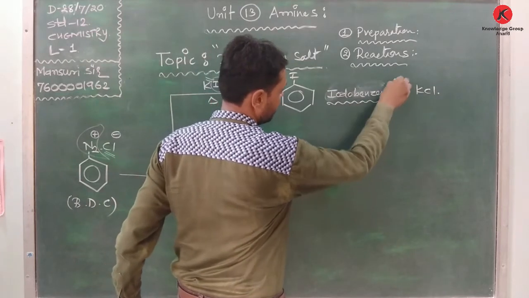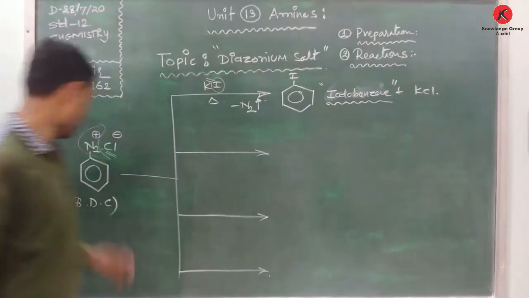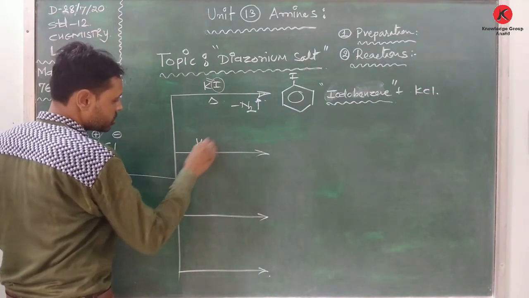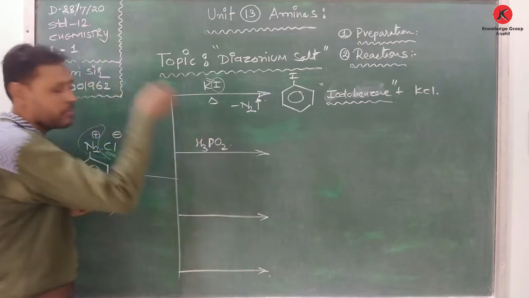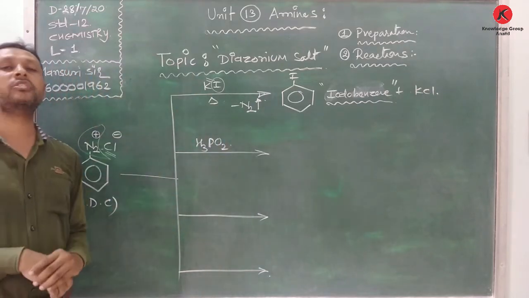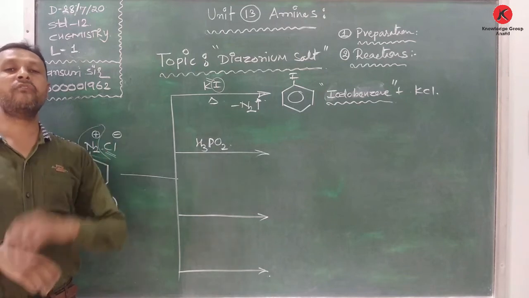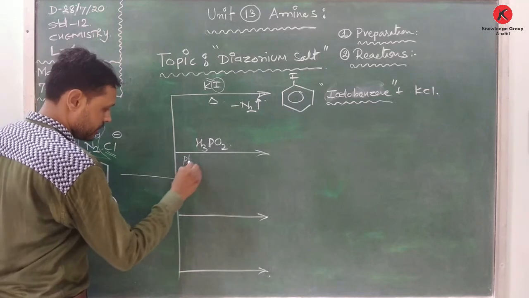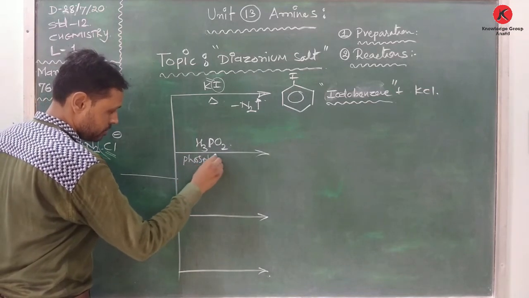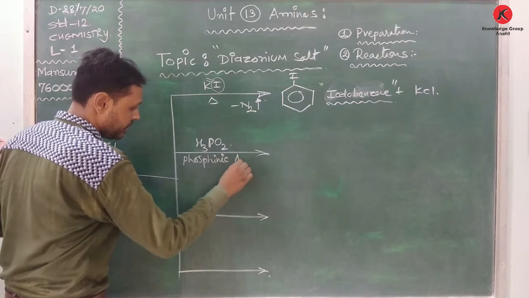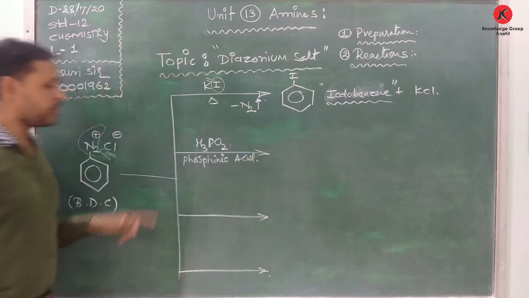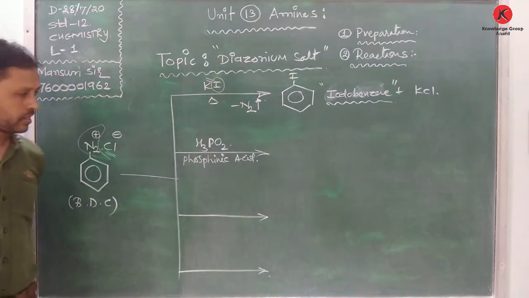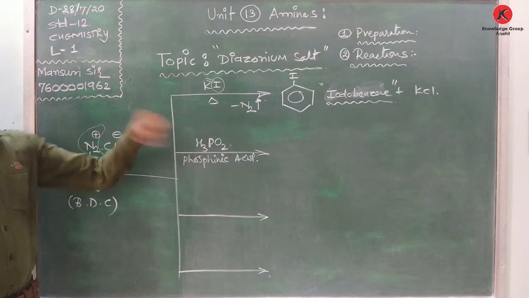Thereafter, benzene diazonium chloride reacts with H3PO2. Now, what is the name of this compound? H3PO2 is nothing but hypophosphorous acid, or in other words, phosphinic acid. This is phosphinic acid. But by this reaction, it will convert into an oxidized product. It will be converted into H3PO3.